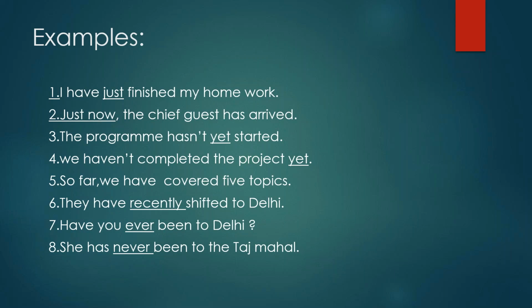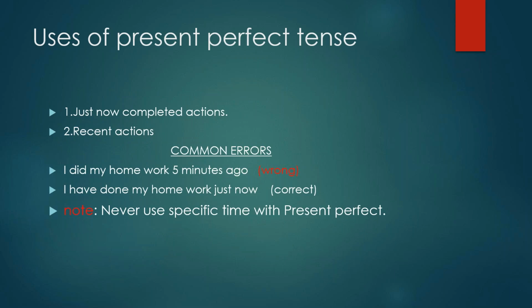The last sentence, she has never been to the Taj Mahal. Normally when we ask, have you ever been to the Taj Mahal? If you have been to the Taj Mahal, you will say, I have been to the Taj Mahal. If you have not been, you would say, I have never been to the Taj Mahal. This is how we have used present perfect tense. Some of the examples. You can make some examples too. Particularly when we talk of present perfect, any activity that is completed.